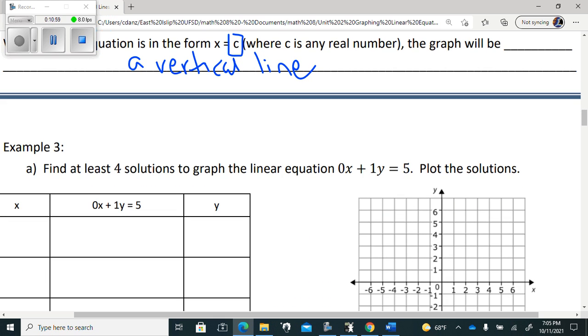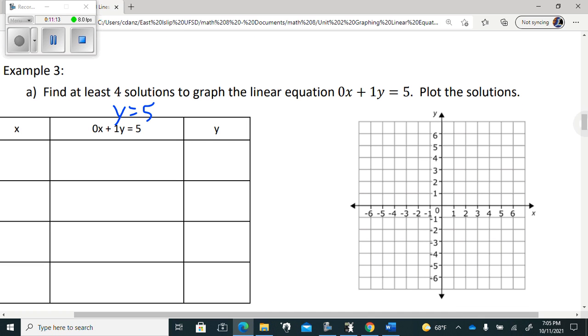So we're going to fix this equation like we did the other one. I don't like the 0x. It means that there is no x. We don't need a coefficient of 1 in front of the y. This really just says y is 5. What does y is 5 mean? It means that y is 5.